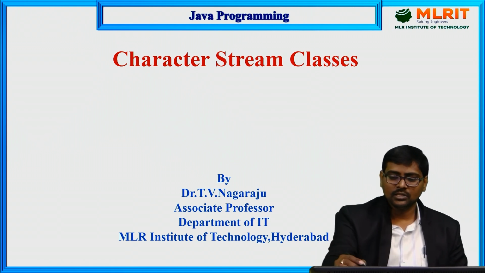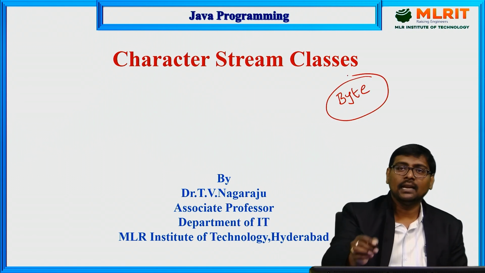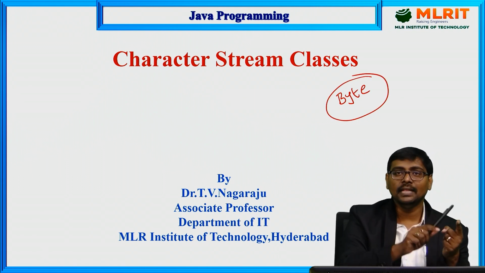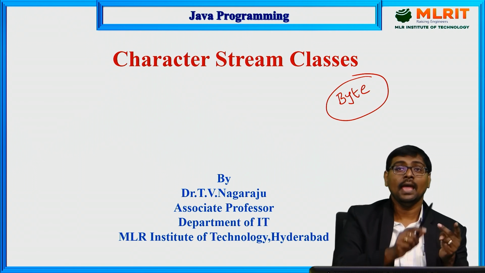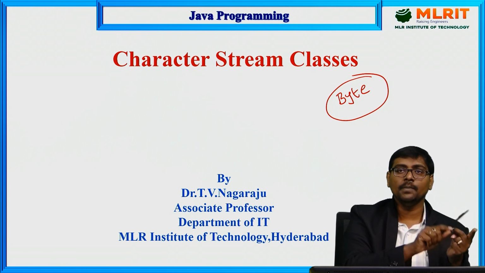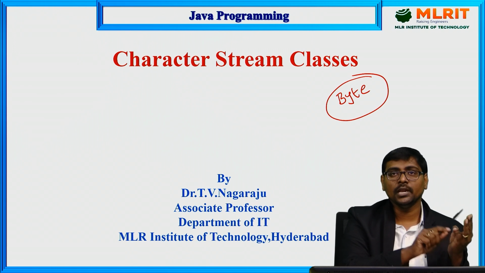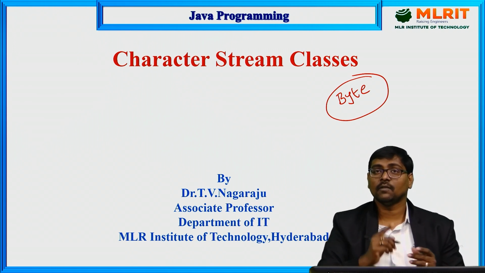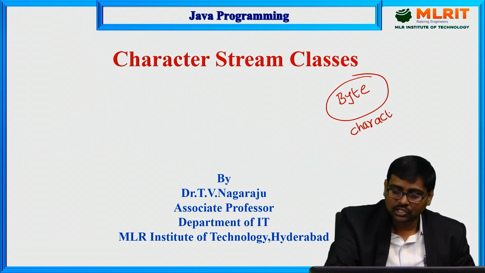So in the last two sessions, we discussed byte stream classes. Under this byte stream, what are the classes? InputStream for reading the input, OutputStream for writing the output. Under the InputStream, we discussed FileInputStream and BufferedInputStream. In output, FileOutputStream and BufferedOutputStream. We have one more type of streams available under the IO package, that is character stream.